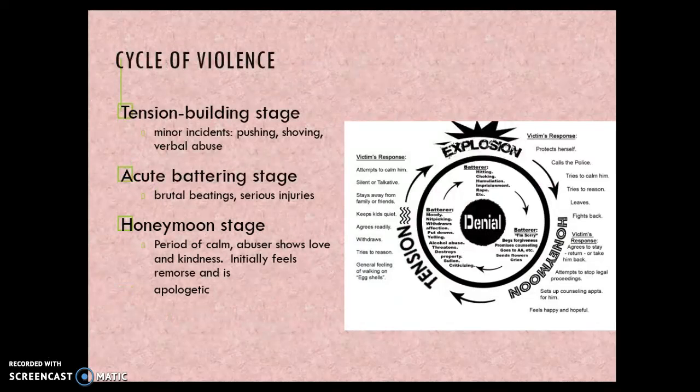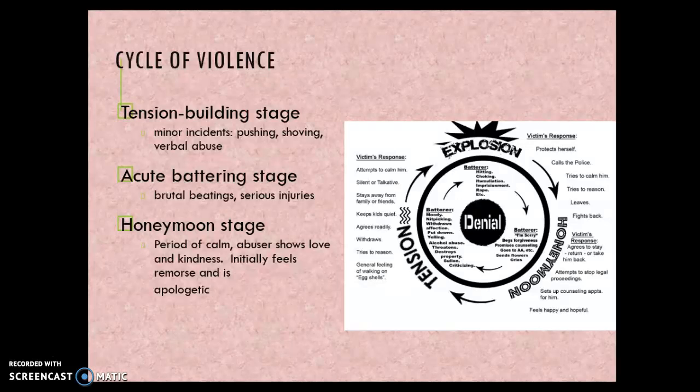The cycle of violence, so you have a little diagram here for you. You're going to want to know these stages. So there's the tension building stage. This is minor incidents such as pushing, shoving, and verbal abuse. The acute battering stage, so this is where you're going to have the major beatings. There's going to be serious injuries.